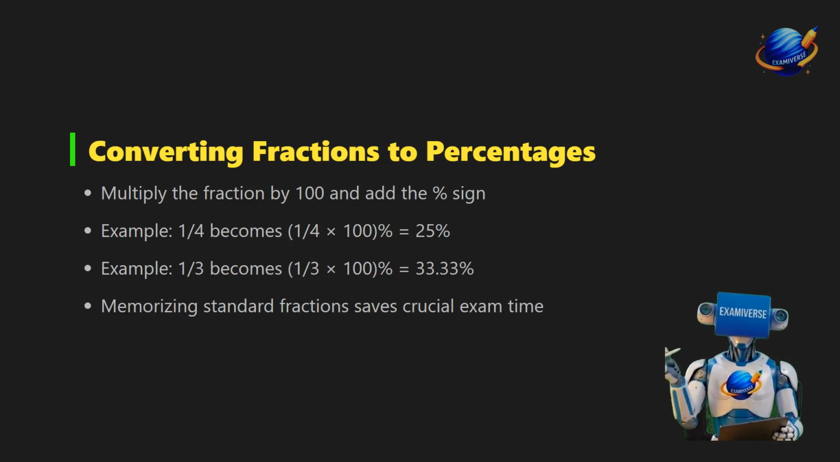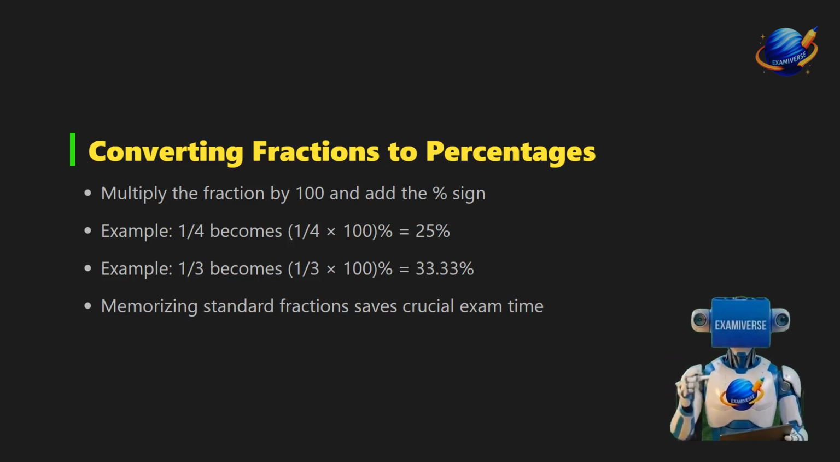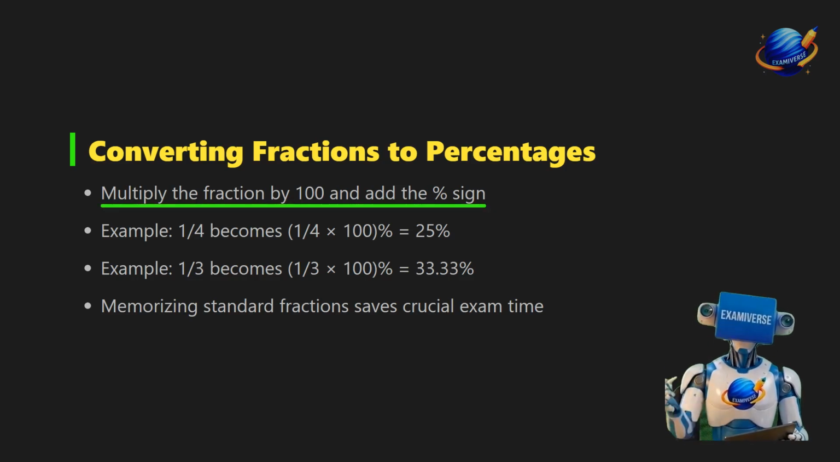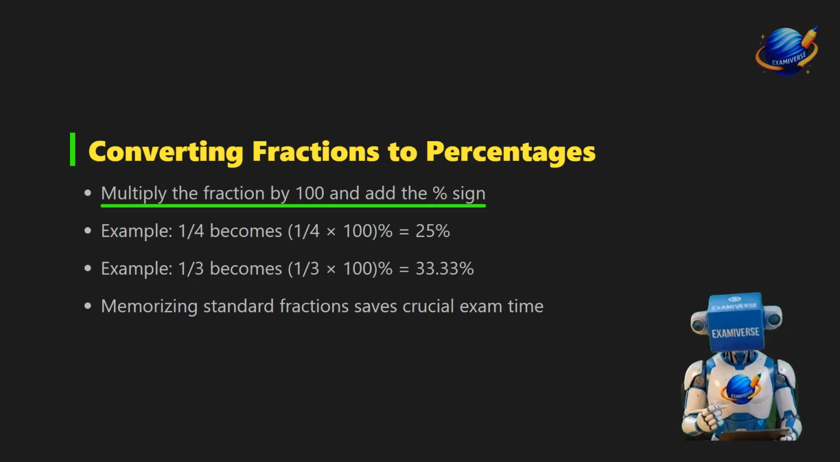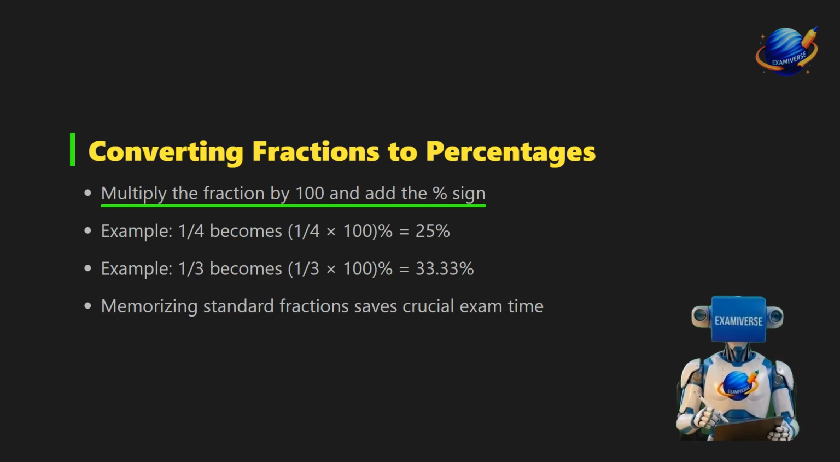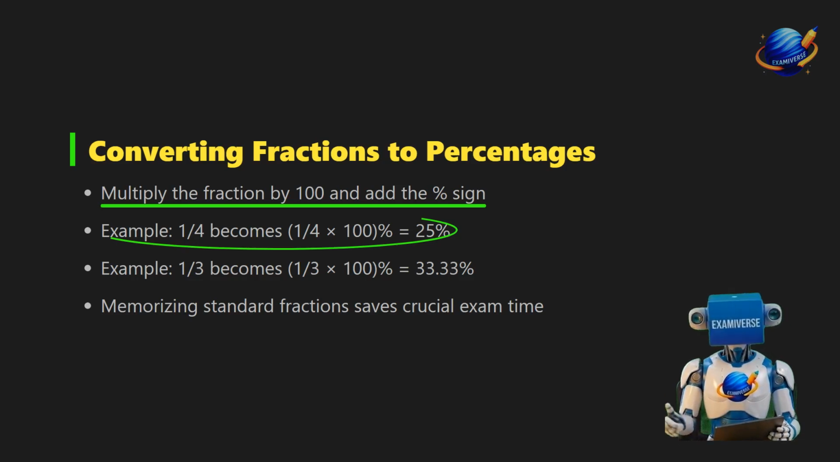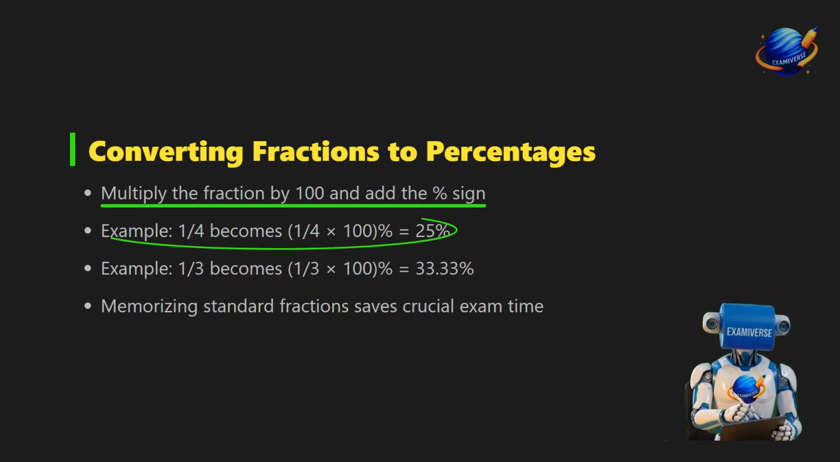To convert any fraction into a percentage, you simply multiply the fraction by 100 and add the percentage sign. It is that straightforward. Let's break this down with a very common example. If you have the fraction a quarter, you multiply it by 100, which gives you 25%. Similarly, if you take 1/3 and multiply it by 100, you get 33.33%.